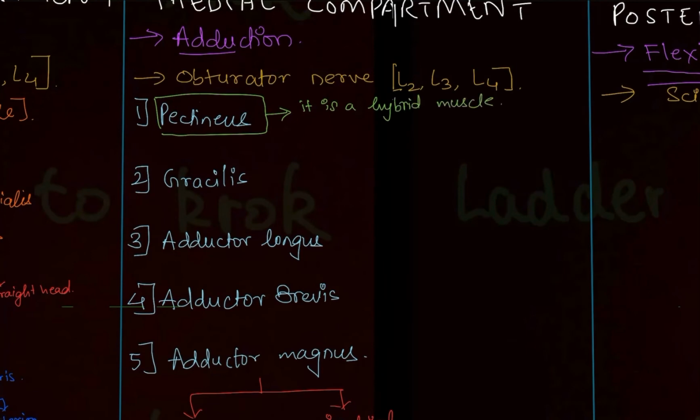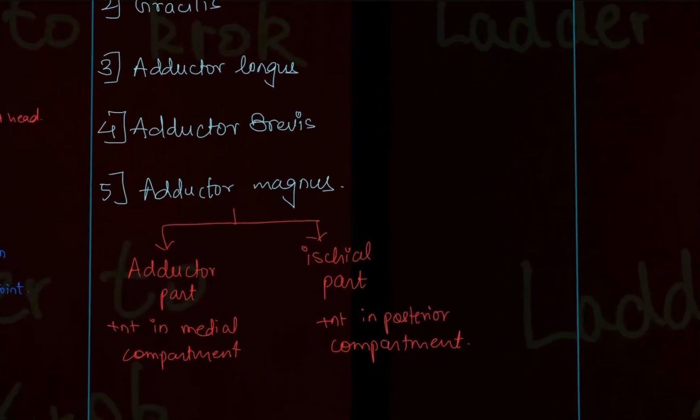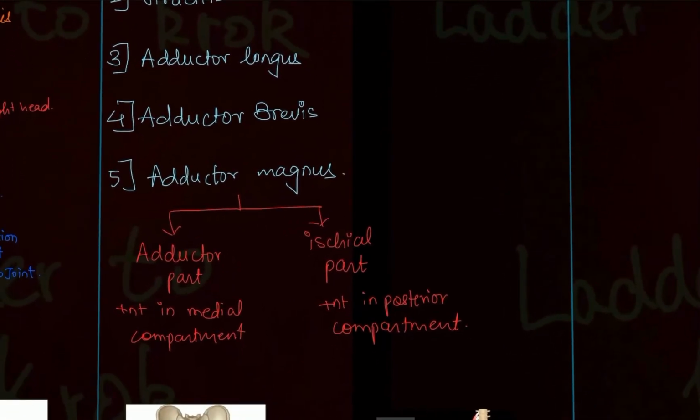You already know one nerve supply, right? It comes under the medial compartment, so it will be supplied by the obturator nerve. So write down. It is also functionally supplied by femoral nerve. Okay. Femoral nerve. Write it down. Then adductor magnus is also a hybrid muscle.